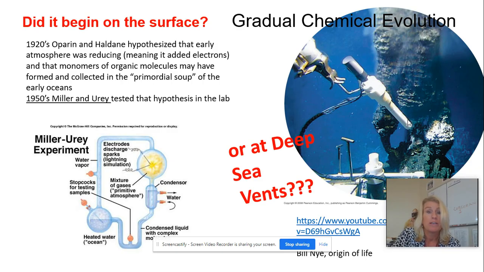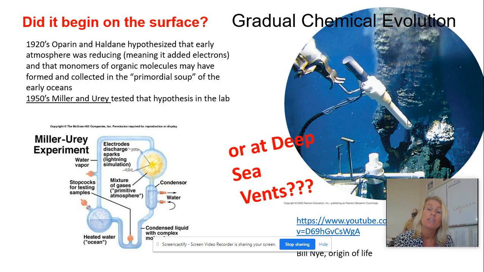Did it begin on the surface of the Earth, or did it begin in deep sea vents? Let's talk about the surface of the Earth for a second. There are these fellas named Oparin and Haldane, who in the 1920s said that the atmosphere was reducing, which means it adds electrons. And so as the atmosphere cooled and water collected on the surface, it was a reducing atmosphere, adding electrons, and that monomers of organic molecules formed and pooled in the oceans of the Earth. And they called it this primordial soup. The word primordial means like primitive and like oozy and gross and like primeval. So they hypothesized that back in 1920.